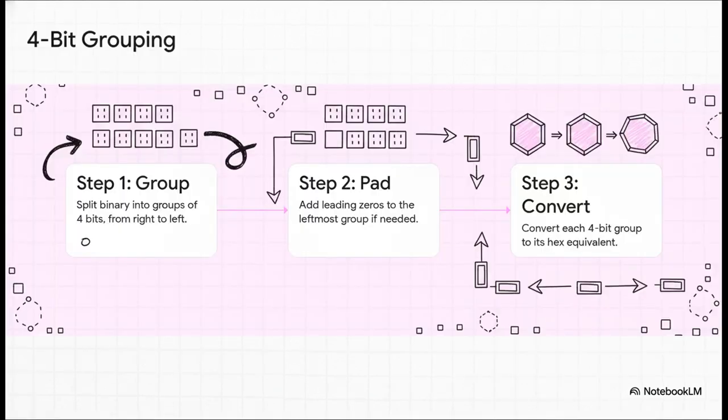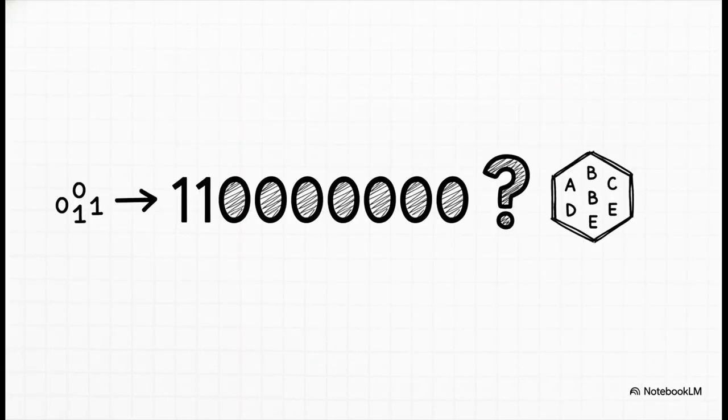Meet the 4-bit grouping method. The whole thing is based on the number 4. And you might be asking, why 4? Well, because 2 to the power of 4 is 16, which just so happens to be the base for hexadecimal. That direct mathematical link is the secret. It means we can just break a binary string into little chunks of 4 and convert each chunk on its own. Let's go back to our old friend, 11100.